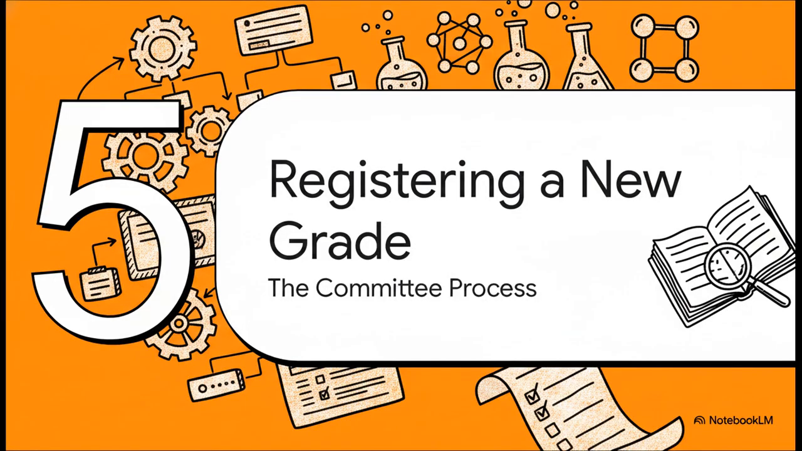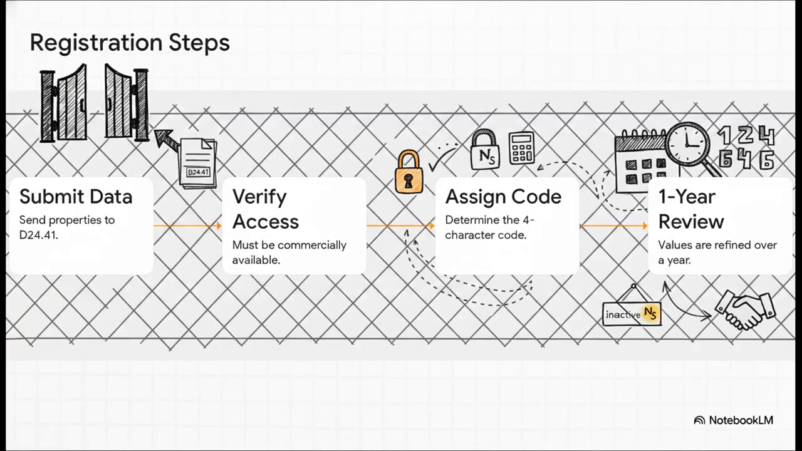And finally, Section 5, Registering a New Grade. So getting a brand new type of carbon black officially recognized in that massive table, not easy. It's a really strict gatekeeping process governed behind the scenes by ASTM Subcommittee D2441. Step 1 is submitting all the technical data directly to the subcommittee chairman. For Step 2, they must confirm the material is actually commercially available. No theoretical, lab-only concepts allowed here.